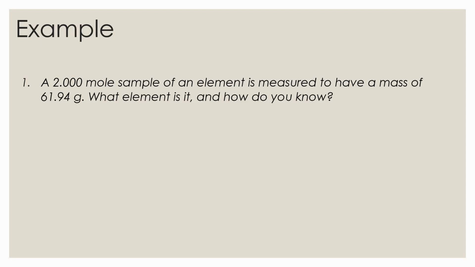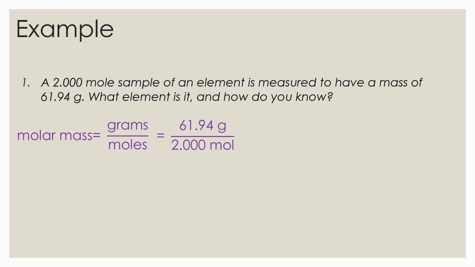But moving forward, another way that we can identify elements is with their molar mass, which is what we should do here, because we have a number of grams and we have a number of moles. So we should do grams divided by moles to find the molar mass, and then we can compare it to the molar masses in our table. So we'll do 61.94 over 2.000. Plugging that into the calculator, rounding it to 4 sig figs, we'll find 30.97 grams per mole.